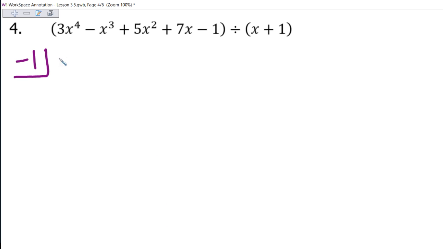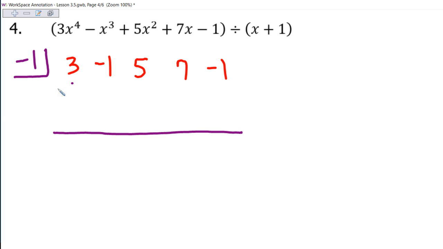Now for the coefficients, for x to the 4th, we put a 3. For x cubed, we put a negative 1. Don't forget the negative. The negative needs to be dropped down. For x squared, it's positive 5. For x, it's a 7. Our constant is negative 1. Now skip a row, draw your horizontal line.